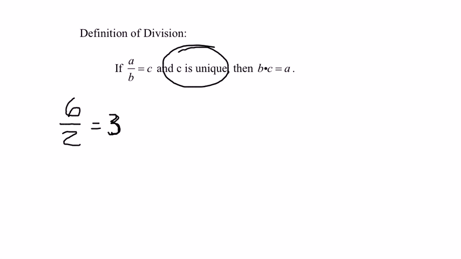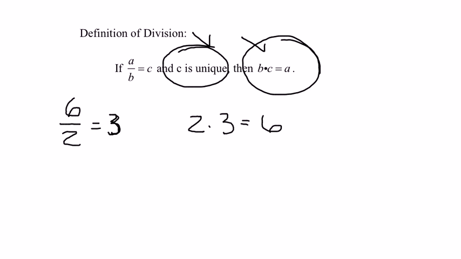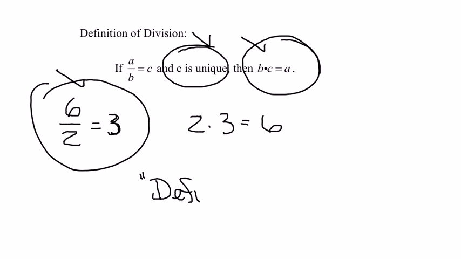We can also figure out what the second part means: if we multiply our B times C, then we should get A. So our B is 2 times C, which is 3, equals A, which is our 6. So both of these are satisfied. That means that 6 divided by 2 does equal 3, and this is defined because it satisfies the whole definition of division. Likewise, if it only satisfies one part of the definition, it would mean that it's undefined.